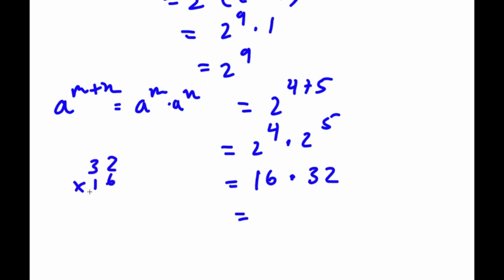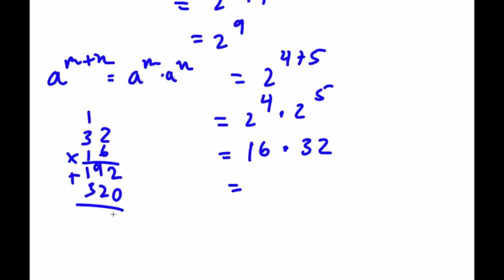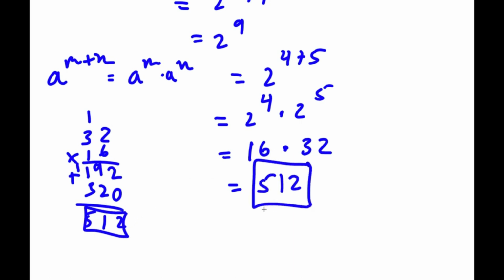So let me quickly multiply these two. 2 times 6 is 12. We carry the 1. 6 times 3 is 18. 18 plus 1 is 19. Now we put our 0. 1 times 2 is 2. 1 times 3 is 3. So I have 192 plus 320. 2 plus 0 is 2. 9 plus 2 is 11. We carry the 1. 3 plus 1 is 4. 4 plus 1 is 5. So 512 is our answer to this problem.